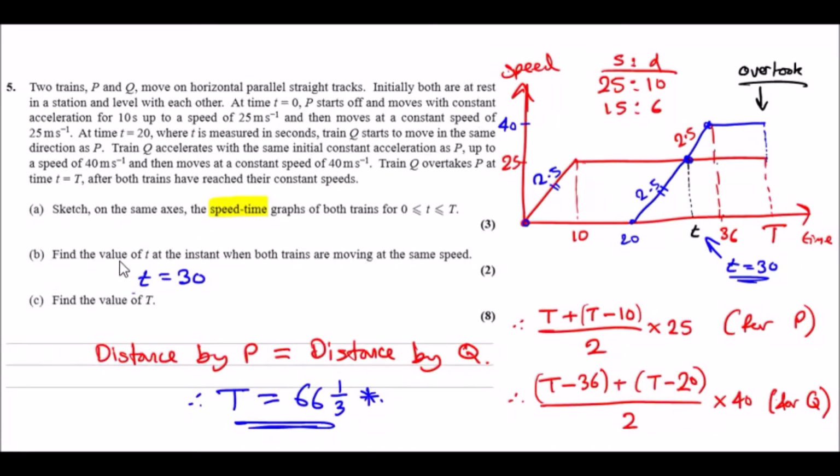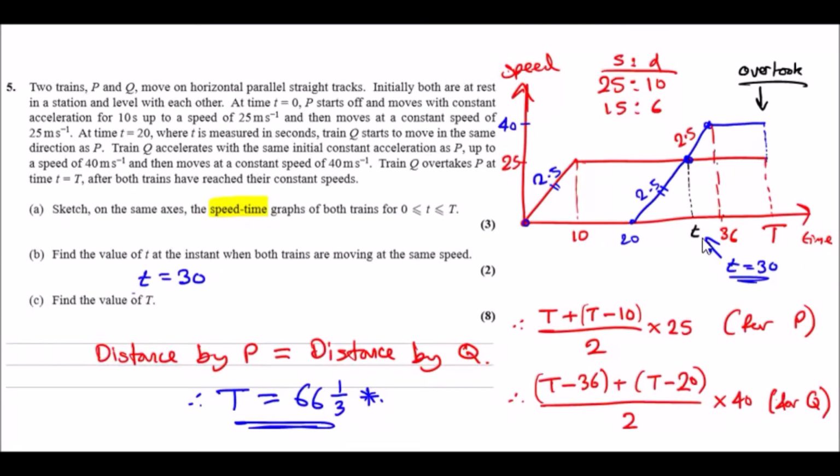Now let's look at part B. It says find the value of T at the instant when both trains are moving at the same speed. Now the only way to work this is to use more or less parallel lines. I just calculate the gradient, to be honest, and I realize they have the same gradient. So in a sense, you could use area of a triangle, or you could just look at it. If these are parallel, then this indicates that this is a parallelogram. So if it moves at a gradient 2.5 and has a distance of 10, this also moves at 2.5 and also has a distance of 10. So 20 plus 10 will give us time equals 30.